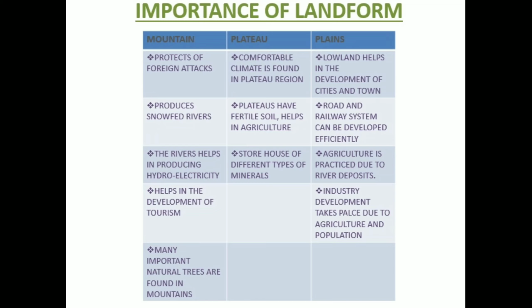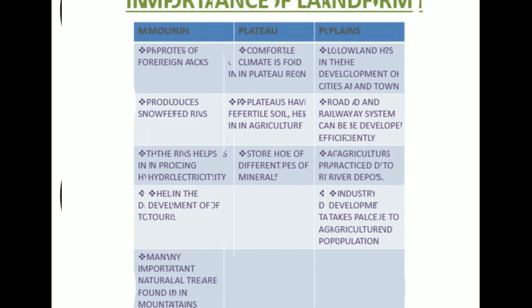Plains. Lowland helps in the development of cities and towns. Road and railway systems can be developed efficiently. Agriculture is practiced due to river deposits. Industry development takes place due to agriculture and population.